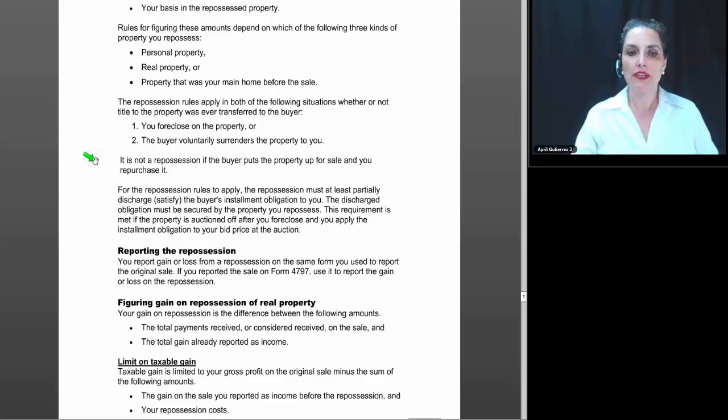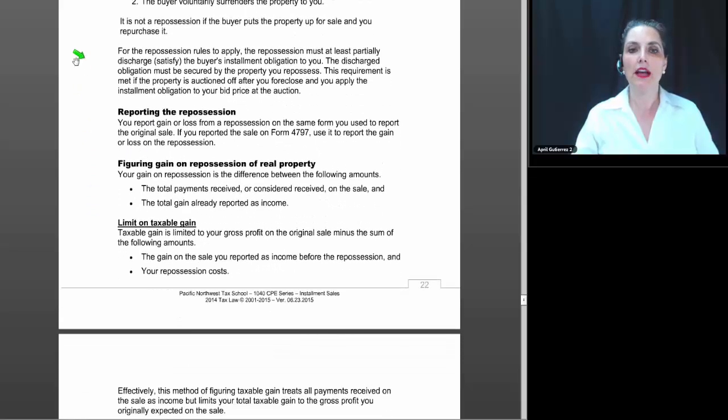It is not a repossession, however, if the buyer puts the property up for sale and then you repurchase it. For the repossession rules to apply, the repossession must at least partially discharge or satisfy the buyer's installment obligation to you. The discharged obligation must be secured by the property you repossess, and the requirement is met if the property is auctioned off after you foreclose and you apply the installment obligation to your bid price at the auction.